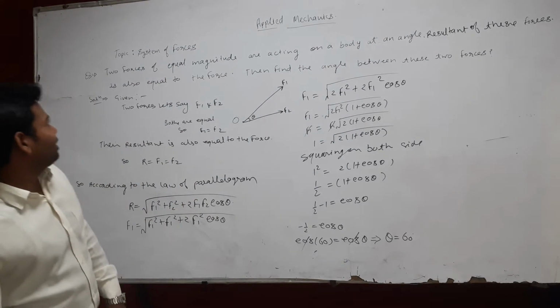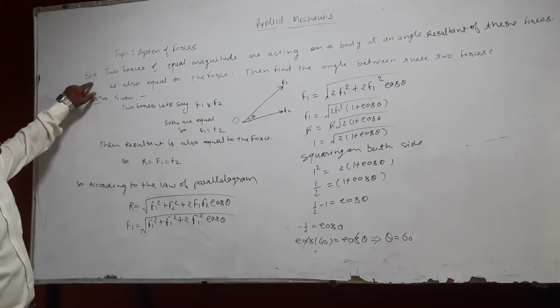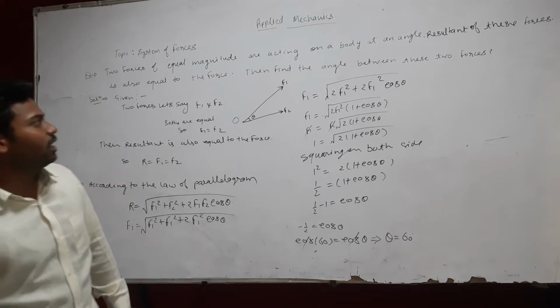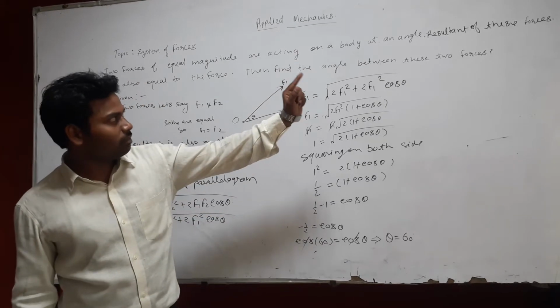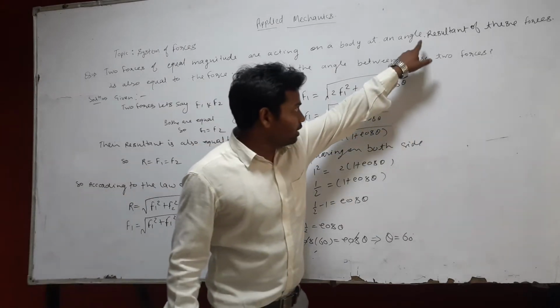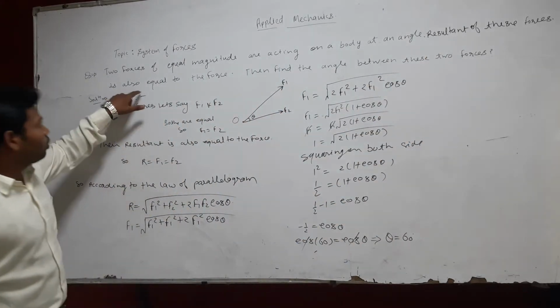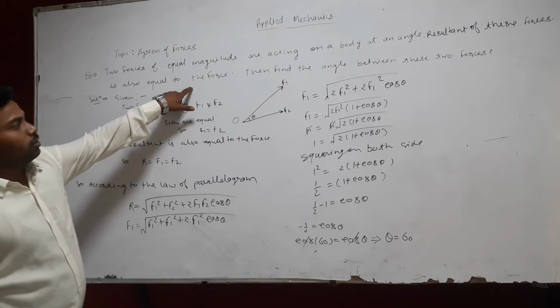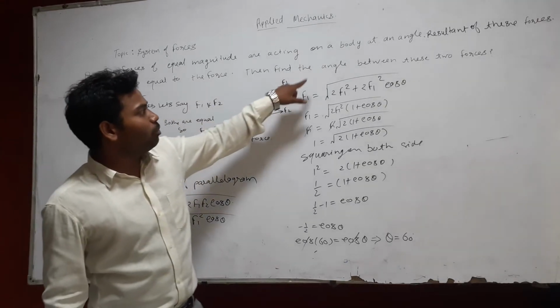So the numerical that is given: you can see two forces of equal magnitude are acting on a body at an angle, and the resultant of these forces is also equal to the force. Find the angle between these two forces.